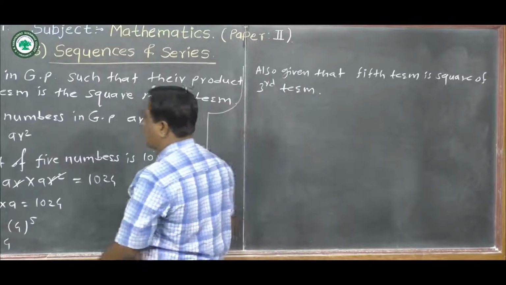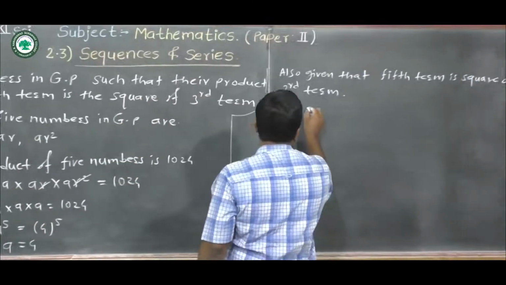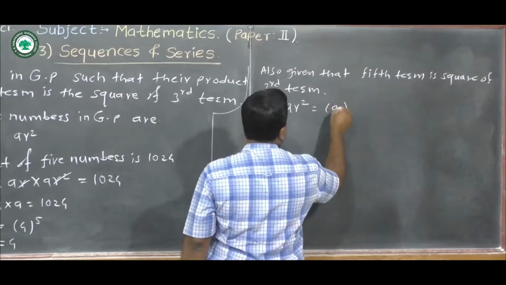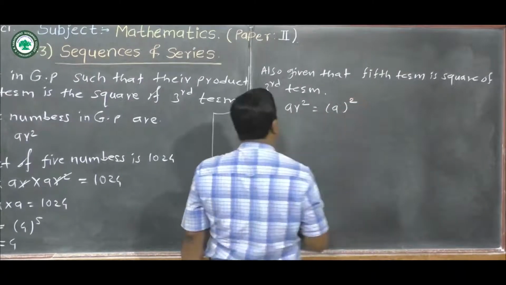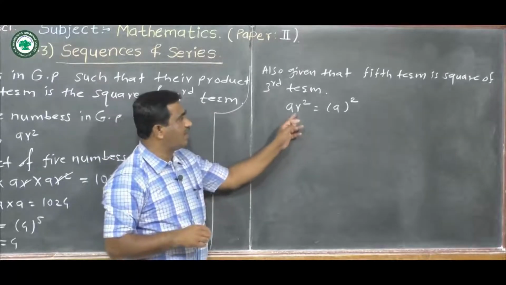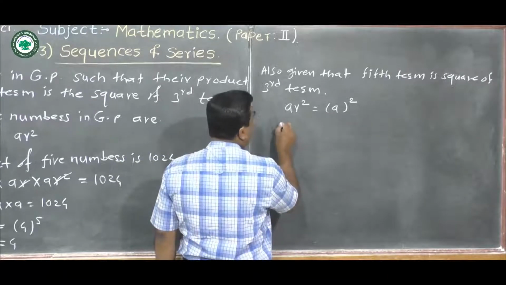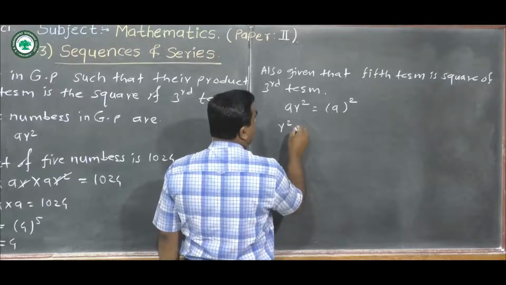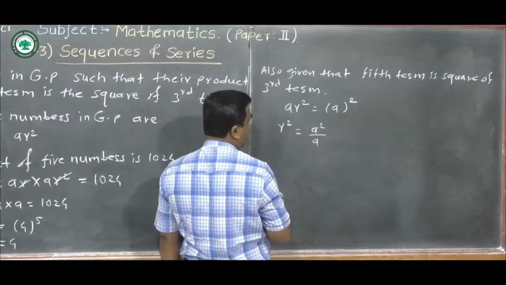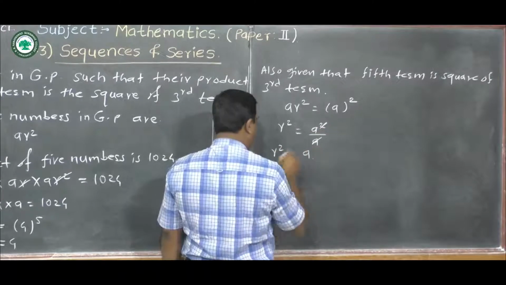Now fifth term is a r square and third term is a. That is, we have a r square is equal to a raised to 2. Fifth term is the square of the third term. A r square equal to a square. We can write here r square is equal to a square upon a. Therefore, r square equal to, now a cancels, remains only a.